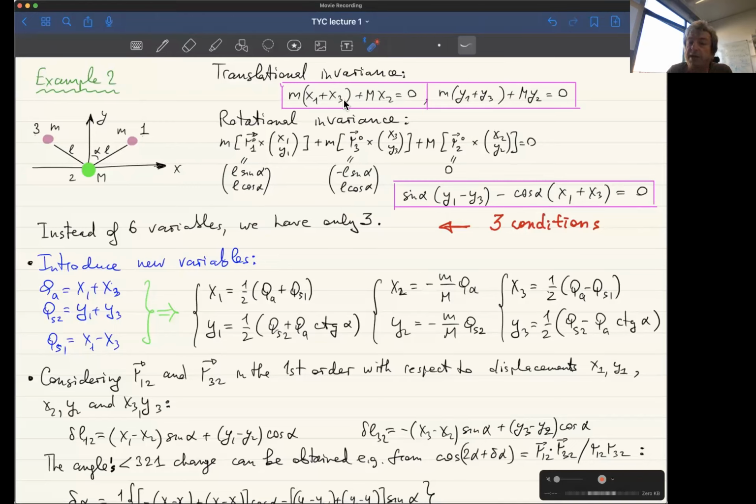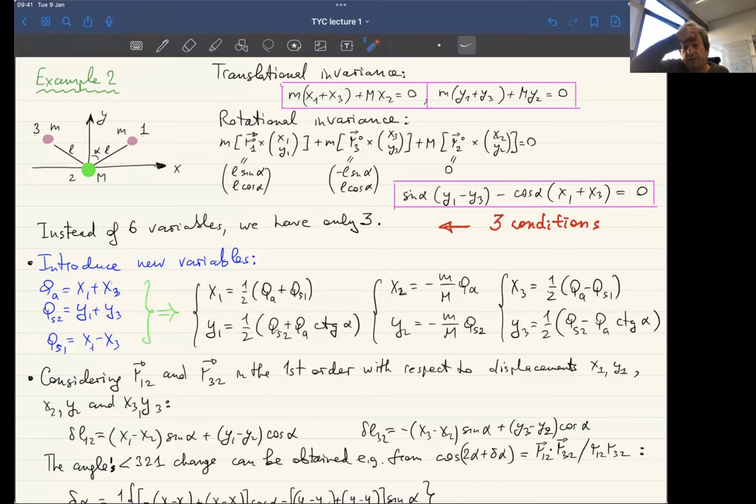We have 2 translational invariance conditions for the x and y directions written here. And we have just 1 rotational degree of freedom, as this molecule rotates in the XY plane. And therefore, there will be only one condition, which can be written like this. So you can see how many degrees of freedom we have. Each hydrogen atom would have 2 degrees of freedom, x and y coordinates, so 4. And the oxygen in the middle would also have 2, so 6 degrees of freedom. But we have 3 conditions, 2 translational and 1 rotational, so 3 degrees of freedom out. So we are left with only 3 degrees of freedom for the vibrations.